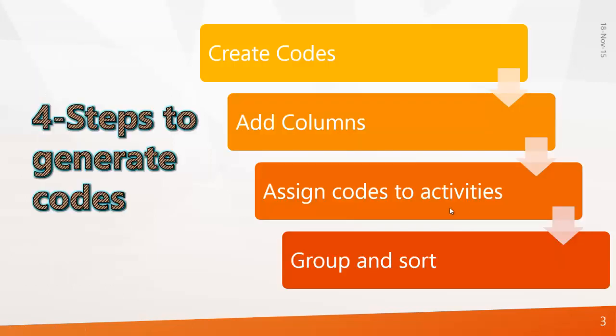To do activity codes, there are 4 simple steps. The first step is to create the codes, the second step is to add columns, the third step is to assign codes to activities, and the final and fourth step is group and sort. We will see how to do each step in Primavera.